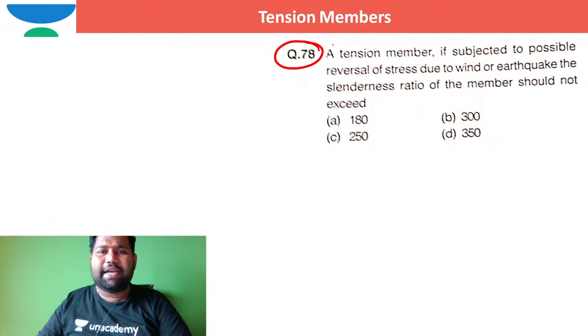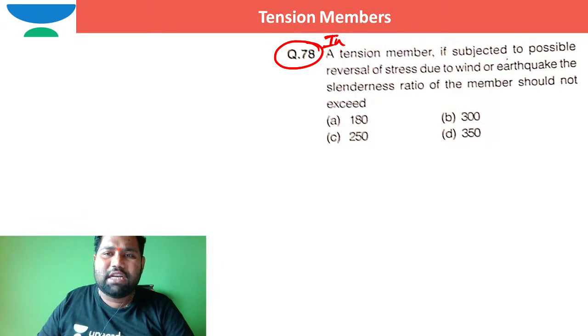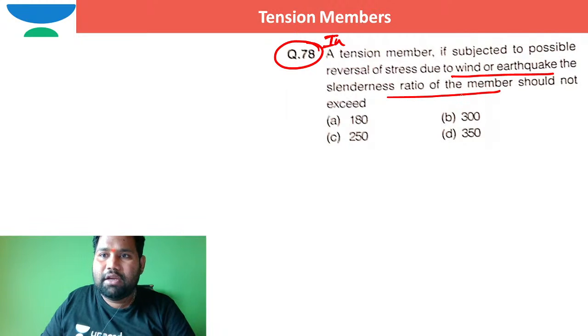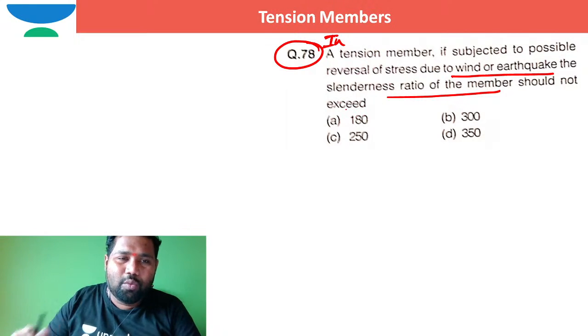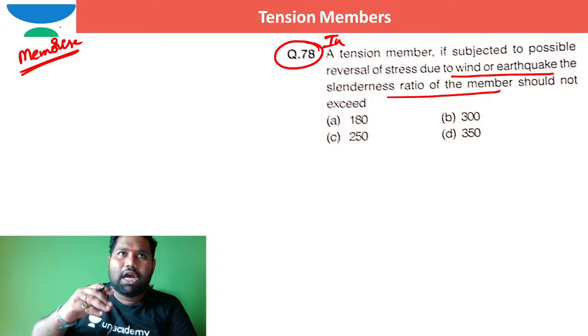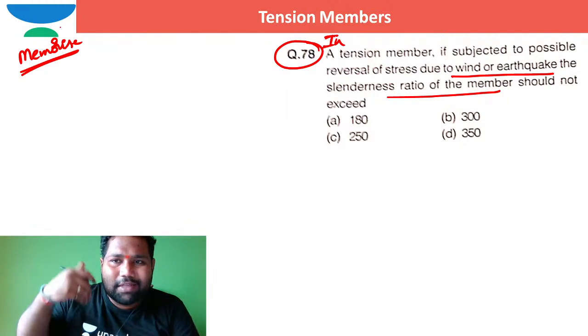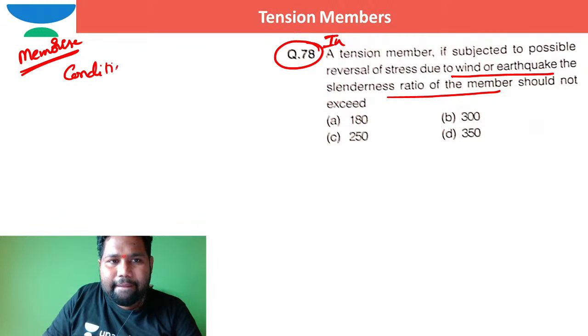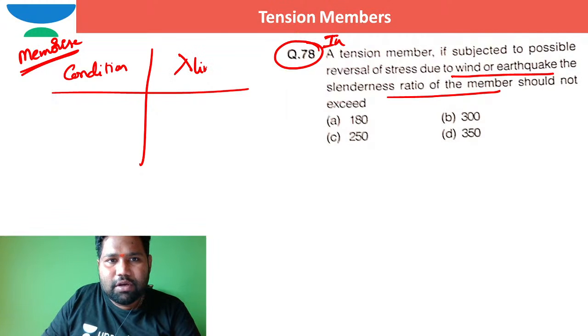In a tension member, if the tension member is subjected to possible reversal of stresses due to wind or earthquake, the slenderness ratio of the member should not exceed... I just want to give a tabular form, brother. You need to memorize the tabular form, and I will mention the reason also why. I will give a certain qualitative relationship for why the slenderness ratio can be increased or decreased. So this is the condition, and this is the limiting slenderness ratio, lambda limit.